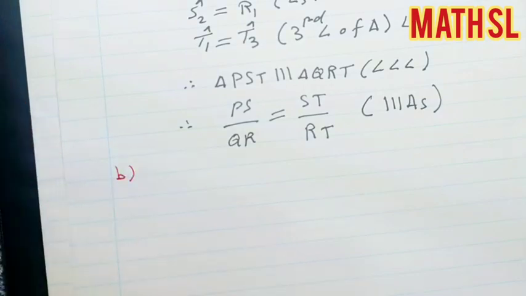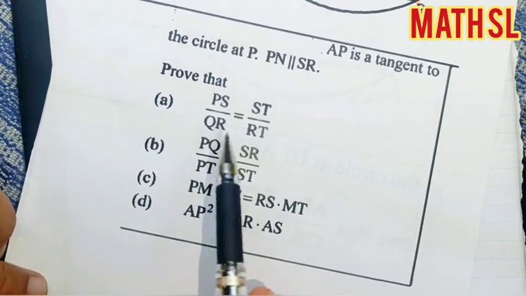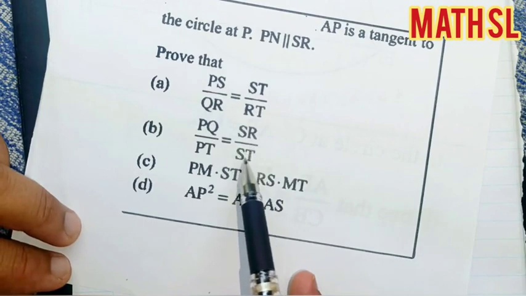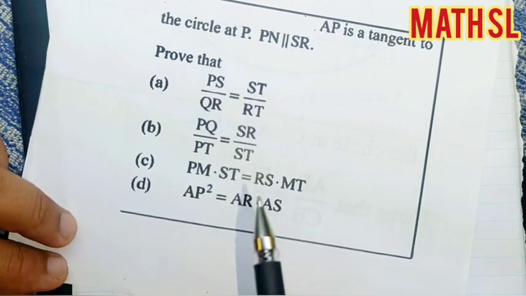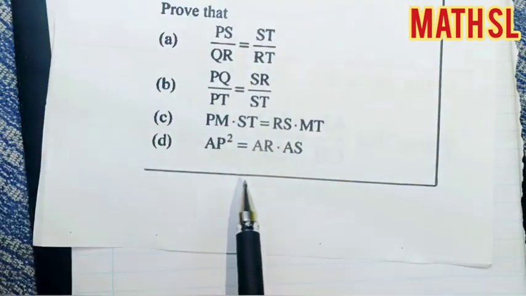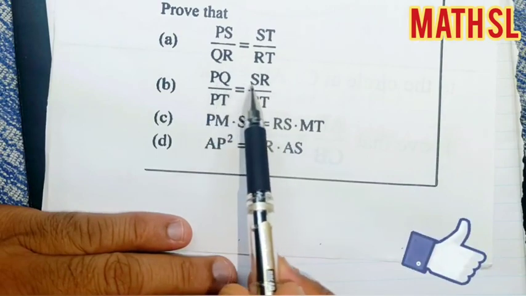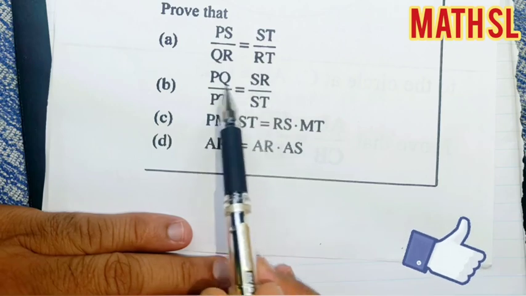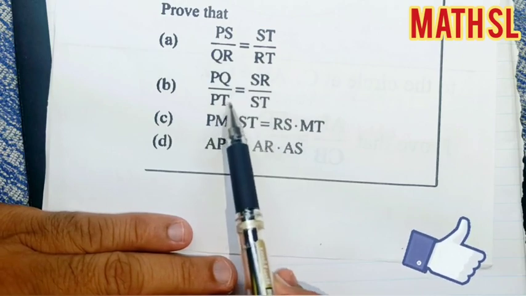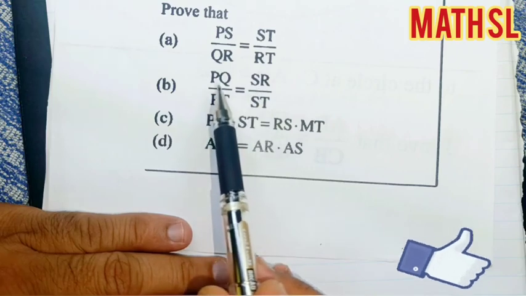Part B question says, we have to prove PQ over PT is equal to SR over ST. Now I need to see which method to use. The top triangle would be PQSR, four letters. That looks like a quadrilateral, so it can't be top and bottom, it's not going to work. So go for left and right. This is the second method.